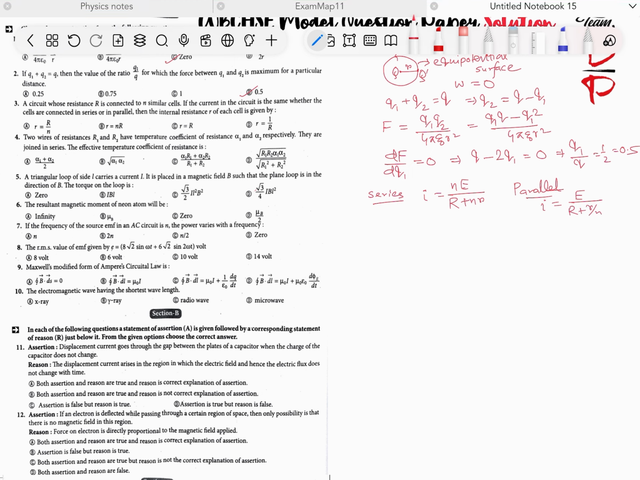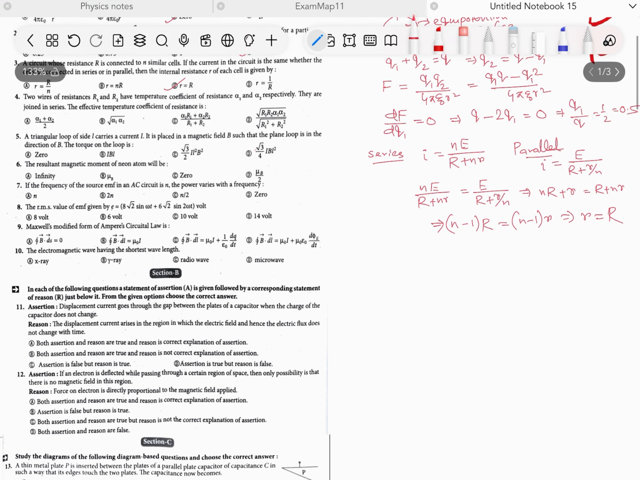So given both I are same, we can write nE by R plus nr equal to E by R plus r by n. So E will cancel out. So we can write nR plus r equal to R plus nr. So (n minus 1) into R equal to (n minus 1) into small r. So we can write small r equal to capital R. So option C is the right answer.